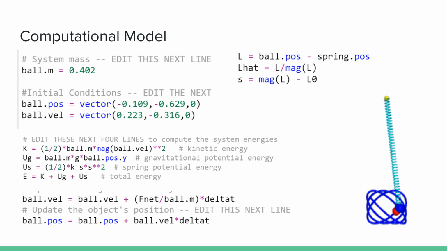Up here in the top corner, we have L and L naught, which are used in the spring energy equation, because L and L naught are used to calculate S, which goes into the spring potential energy.